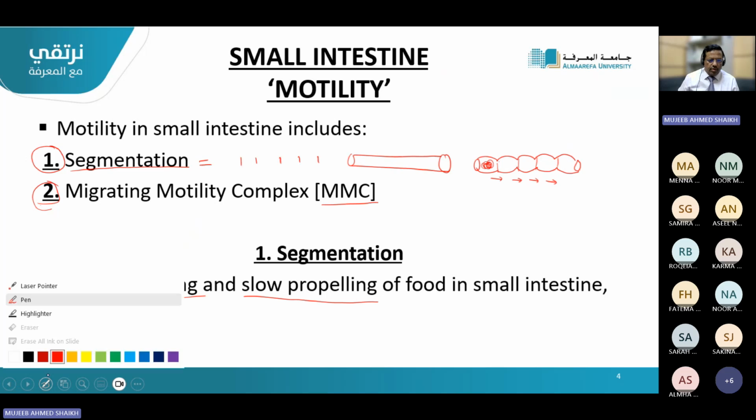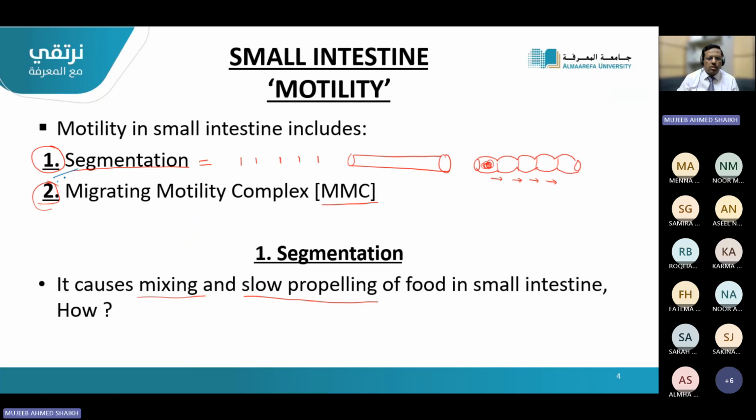Let me draw with a different color then. So first one was the segmentation. Second one is migrating motility complex. And I told you that if you imagine a small intestine as one hollow, straight pipe, due to segmentation it is divided into different parts, segment 1, 2, 3. This will make the food mix here, as well as propel or move it forward to the next segment. This is called segmentation contraction.